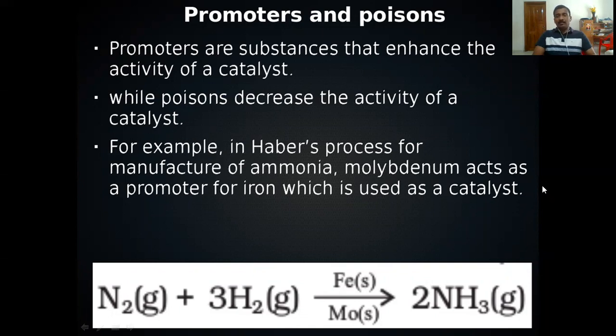This is required sometimes. For example, in the hydrogenation of alkynes, if you want to limit it at the alkene level, we have to use catalytic poisons. In the Haber process, the manufacture of ammonia, molybdenum acts as a promoter for iron, which is used as a catalyst.